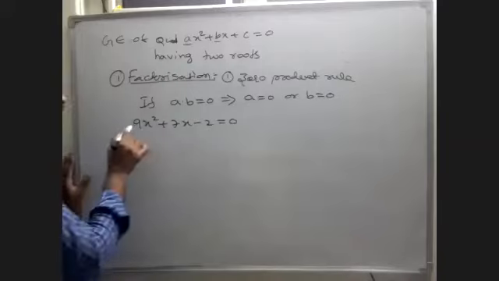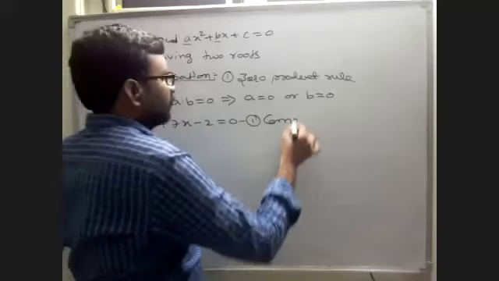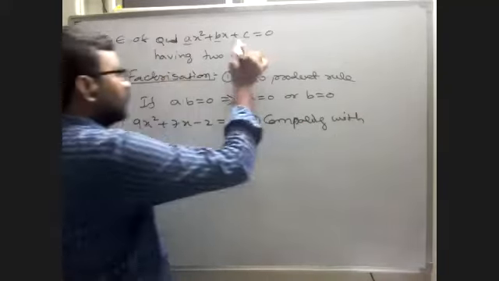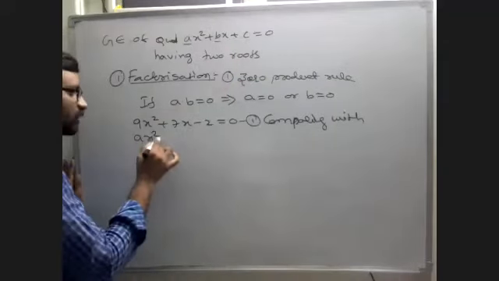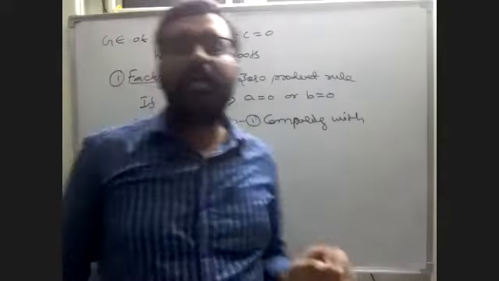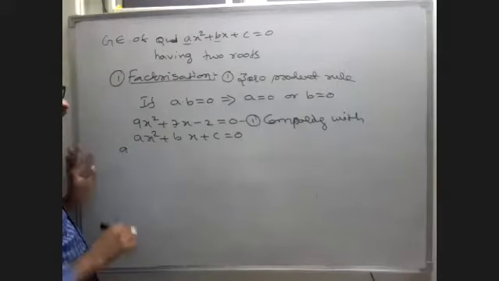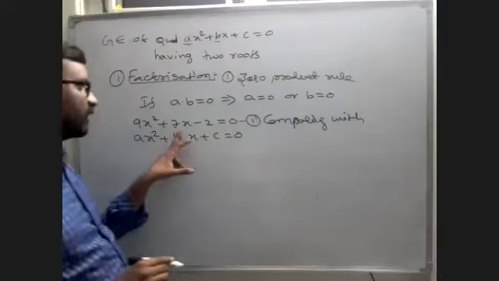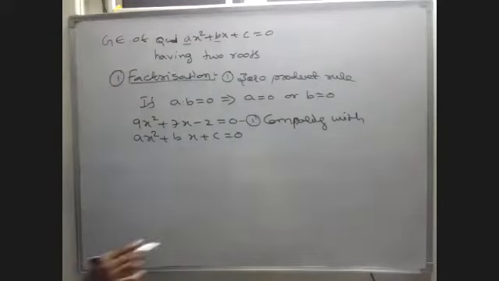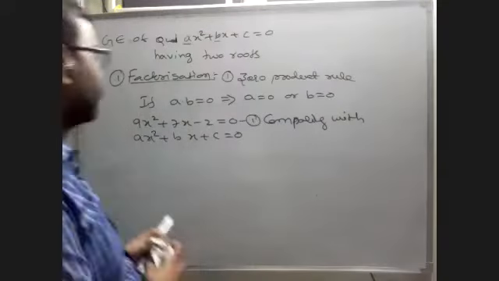Okay. Comparing this equation, equation 1, with the general equation ax square plus bx plus c equal to 0. Now you have to tell me the values. What is the value of a? 9. What is the value of b? 7. C is what? Minus 2. Okay. So you know how to compare and how to write the values of a, b, c.